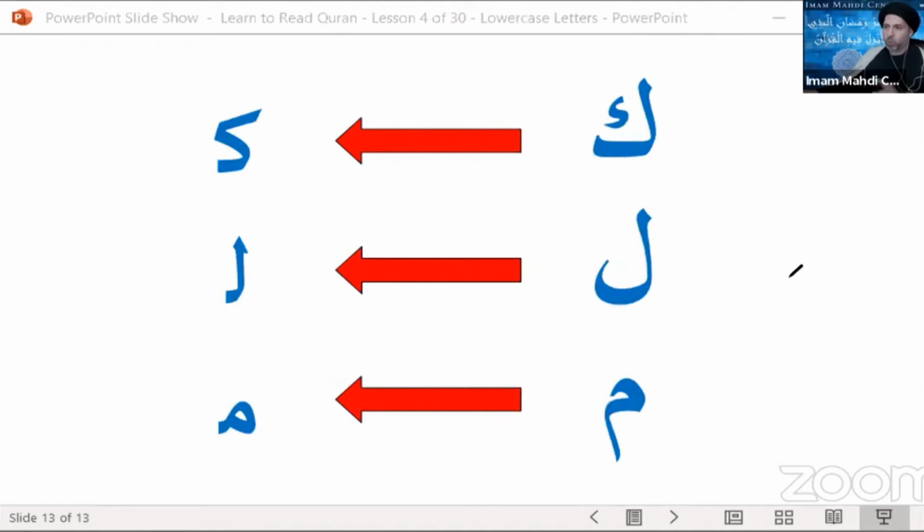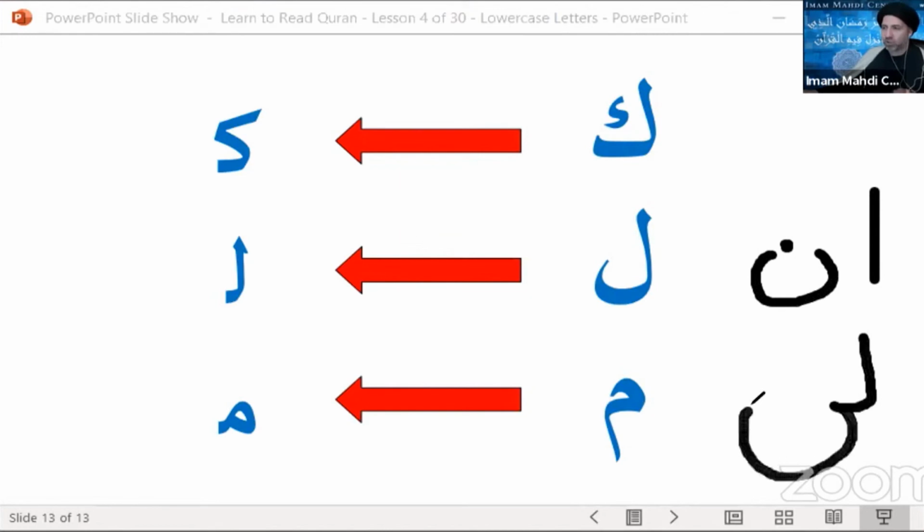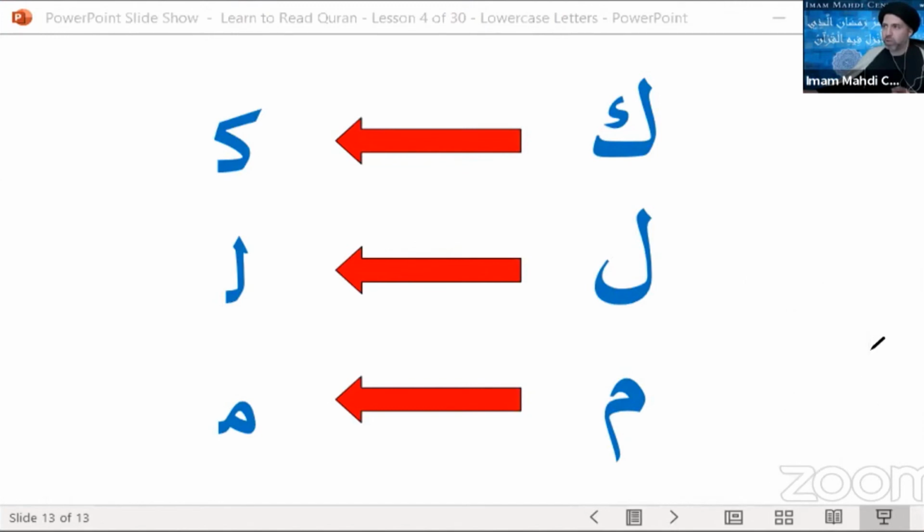The Lam will connect to a letter on its left, but the Alif will never connect to a letter on its left. For example, if we have an Alif and we want to put another letter after it, we have to leave some space. So if I want to put a Noon here, I have to leave a space between the Alif and the Noon. But when I write the Lam and there's another letter on its left in the same word, I connect it to the Noon. So this is how I know the difference between the two.